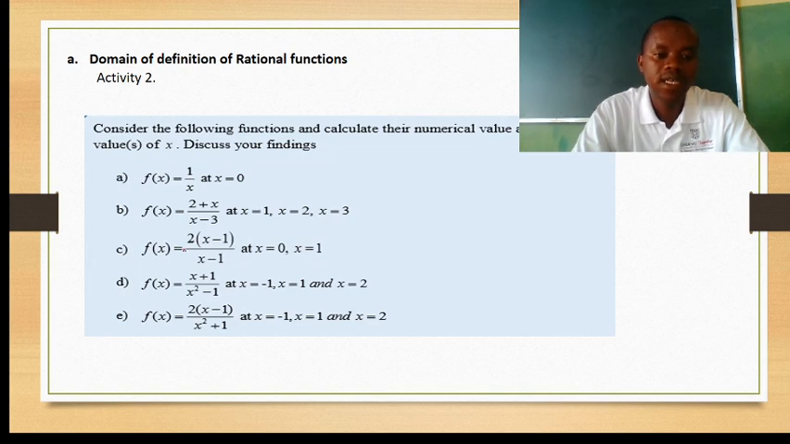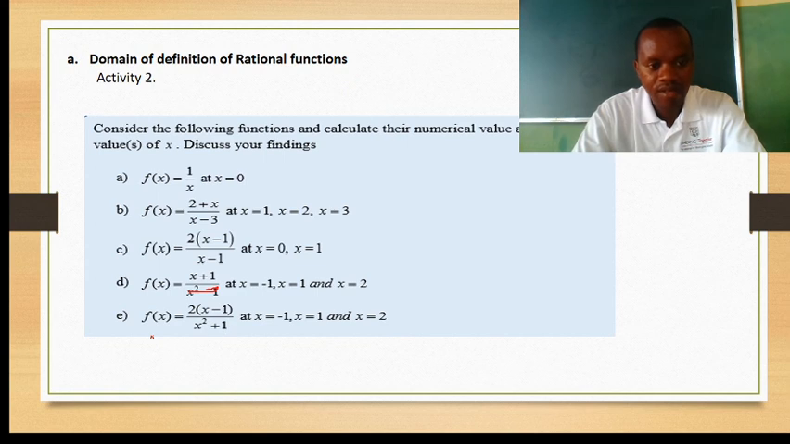For number C, f of x is equal to 2 times x minus 1 over x minus 1. Then you replace x by 0 and x by 1. For D, f of x is equal to x plus 1 over x square minus 1. You will replace x by minus 1, x by 1, and x by 2.